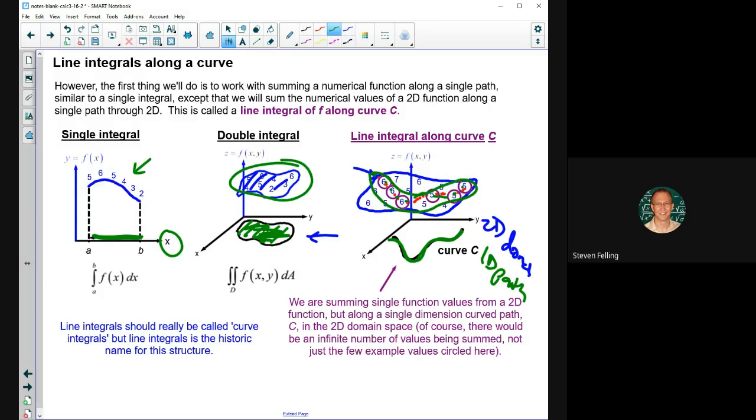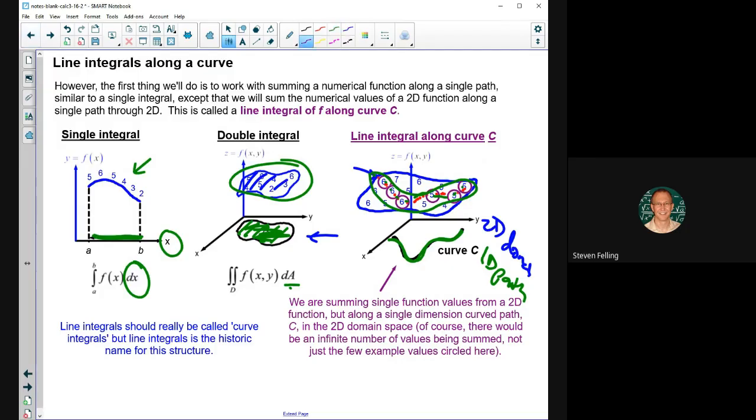So the thing that's tricky about that is that we're going to have to find a way to integrate along this curve, right? And we can't resort to a double integral because we don't want an area. So we're still going to have a single variable that we're integrating over, right? But it has to follow a curved path instead of just a line. So here's how we do that.